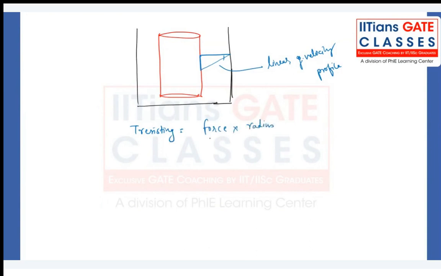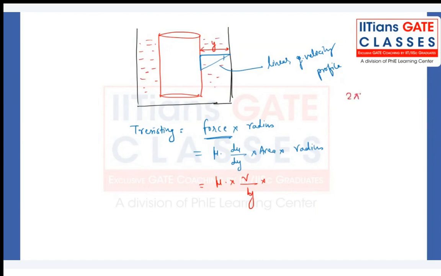Now what is the force? What is the resistive force? Mu into du by dy into area into radius, right? But the big question mark over here is that there is a linear velocity profile, my dear friend. So we can write V by h, whatever the gap is, V by y we can write, into area. What is the area on which it is acting? It is acting on the complete length of that cylinder. What is that? 2 pi r into L. That is the area on which this liquid is offering some kind of resistive force.